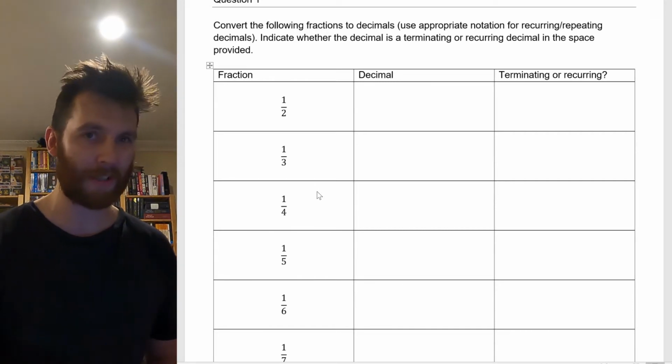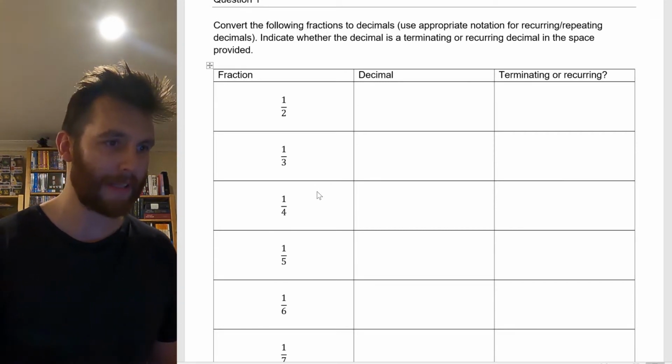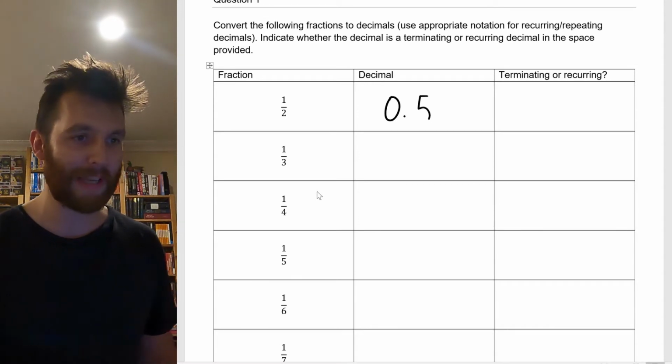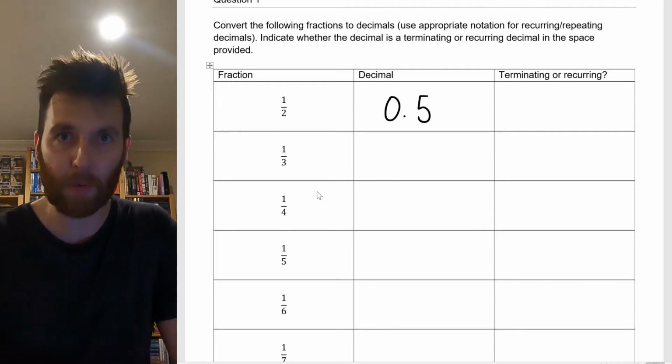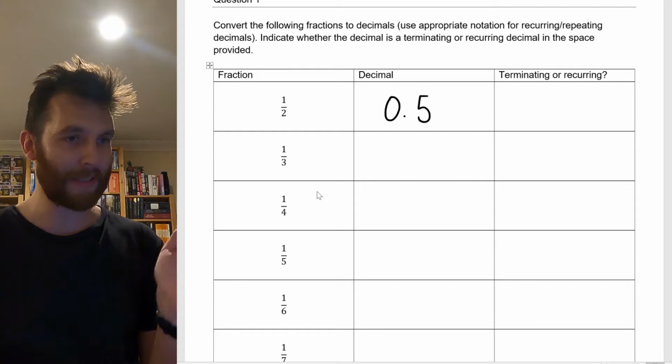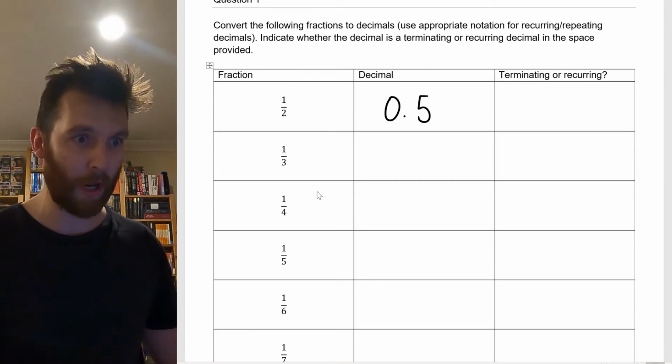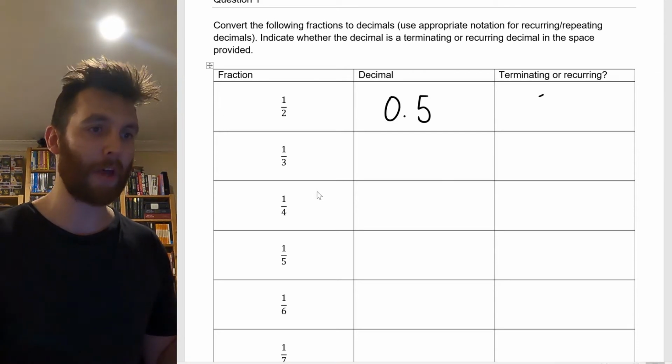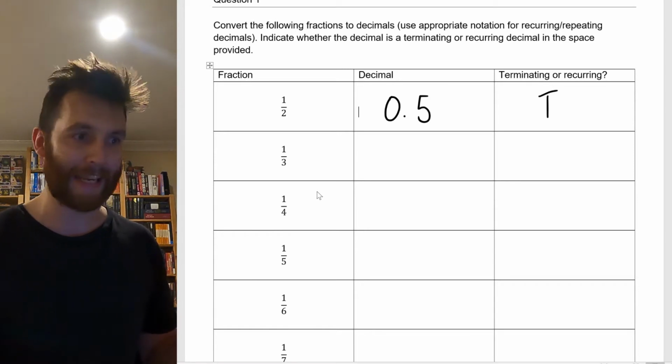So 1 divided by 2, you can do that in your head obviously, but that's 0.5. Now you're asked to identify whether it's a terminating or a recurring decimal, which is something that we've been doing in class. Because we do 1 divided by 2, we get 0.5, and that's it. It doesn't keep going. We can safely say that that's a terminating decimal. So I'm just going to mark that as T.